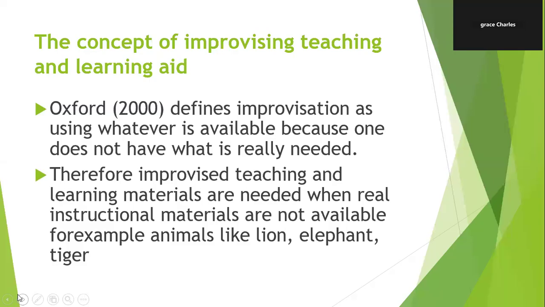For example, when you are teaching vocabularies to standard 1 or standard 2 pupils about the vocabulary like animals. For example, in the class, we cannot find the real animal, an elephant or a tiger. Now, here is where a teacher can improvise. And we can improvise by using what?